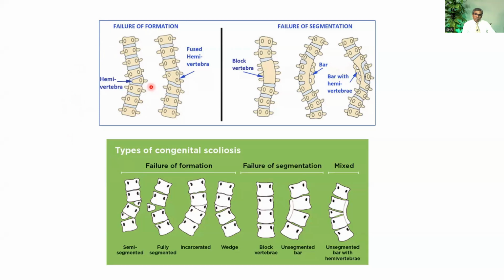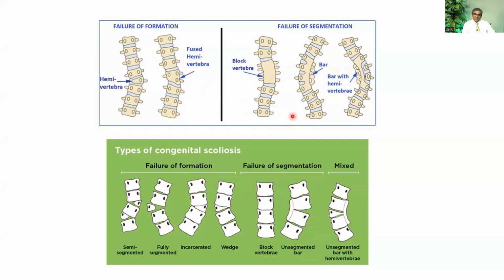That means only a part of the vertebra is formed properly, but there's a disc all around it. So one side of the vertebra is not there, and because of that, it's like a wedge. Then you can get a different variety of that, where there is a hemivertebra, only a part of the vertebra is there, but then it's fused to the upper part or the lower part of the vertebrae. So this is called a fused hemivertebra.